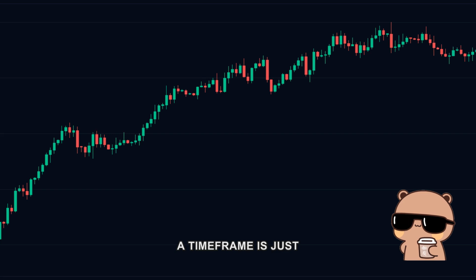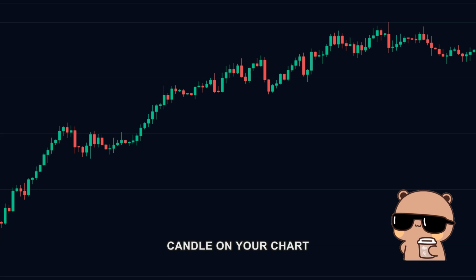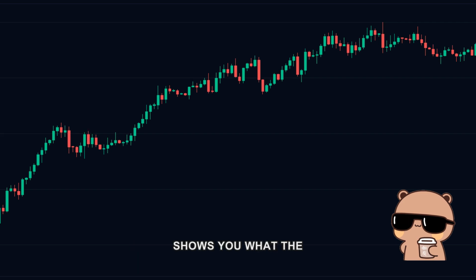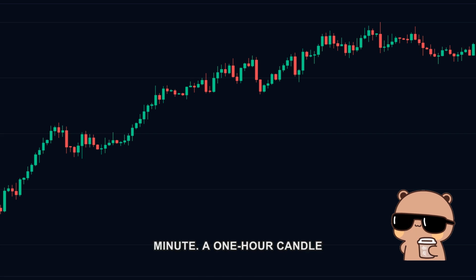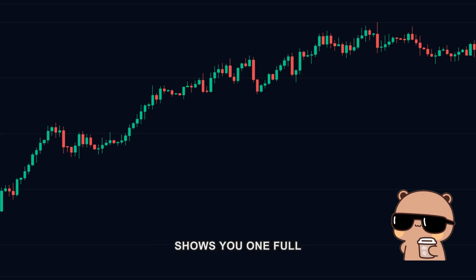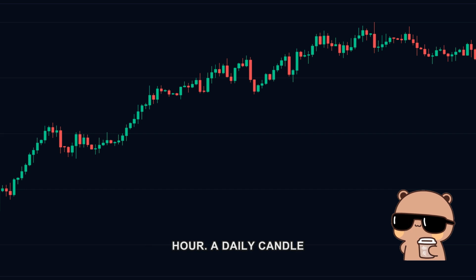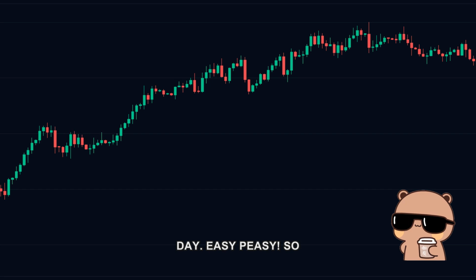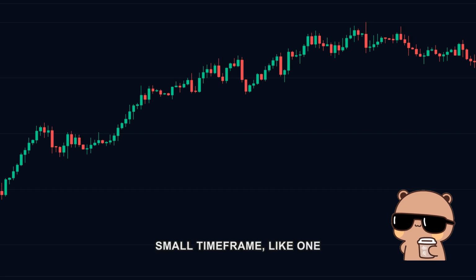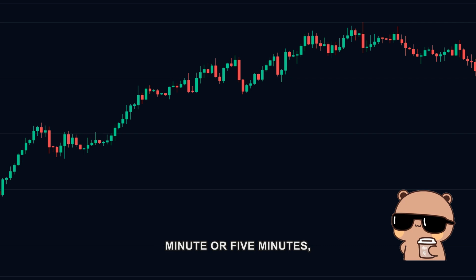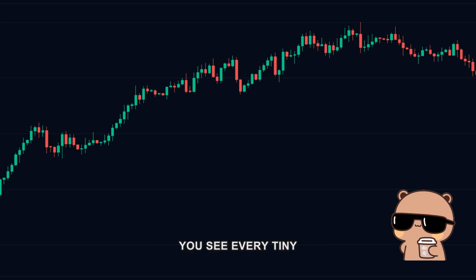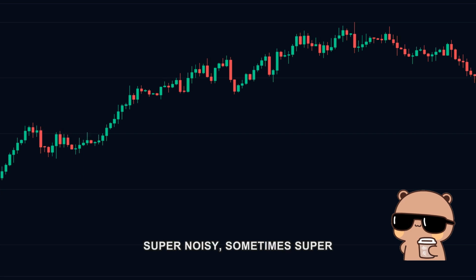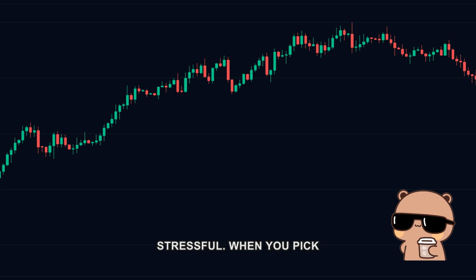A time frame is just how much time each candle on your chart represents. A 1 minute candle shows you what the price did in 1 minute. A 1 hour candle shows you one full hour. A daily candle shows you the whole day. Easy peasy. So when you pick a small time frame, like 1 minute or 5 minutes, you see every tiny little move the market makes. Super detailed, super noisy, sometimes super stressful.